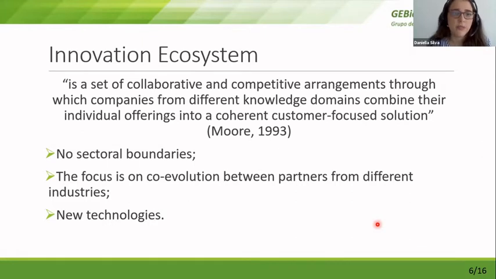An innovation ecosystem is a set of collaborative and competitive arrangements through which companies from different knowledge domains combine their individual offerings into coherent, customer-focused solutions. So here we have some characteristics of an innovation ecosystem. For example, no sectoral boundaries, no traditional industrial boundaries. The focus here is on co-evolution between partners from different industries. This means different knowledges. And this approach is mostly used for new technologies and new ecosystems.